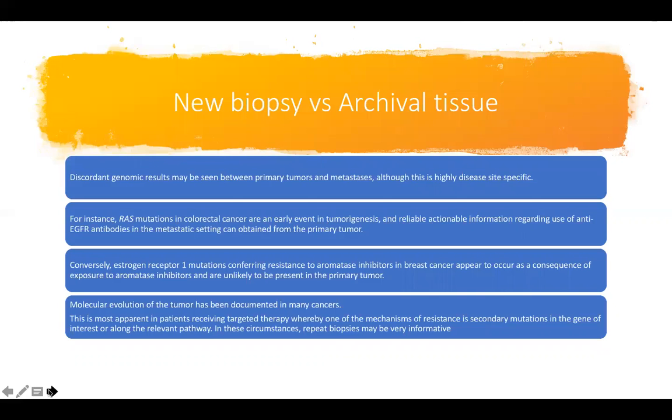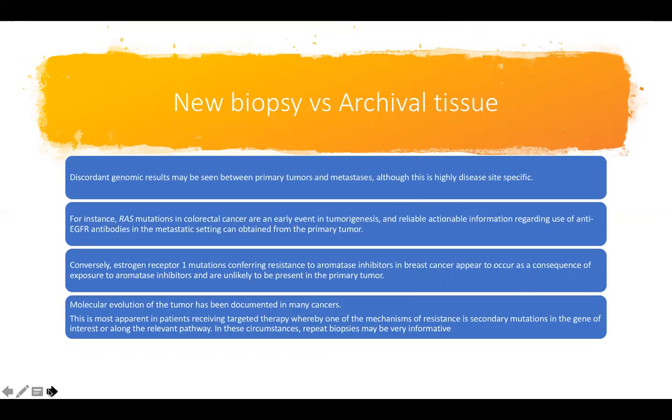Whether to use a new biopsy sample or whether it can be done with the archival tissue. So there are discordant genomic results between primary tumors and the metastasis site, although this is highly disease-site specific. For instance, RAS mutations in colorectal cancer are an early event in tumorigenesis, and reliable actionable information regarding use of anti-EGFR antibodies in the metastatic setting can be obtained from the primary tumor itself.